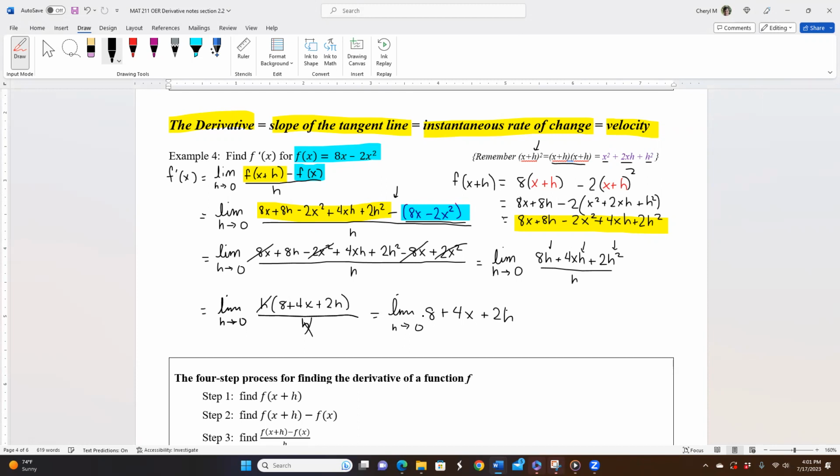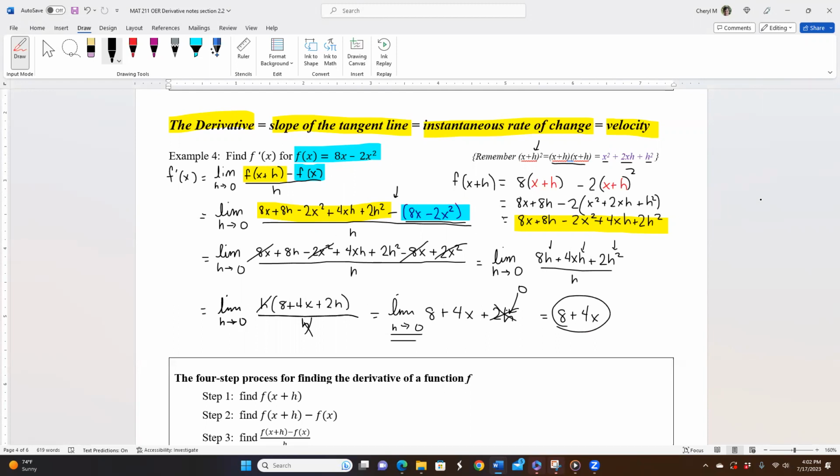But now, after we've gotten rid of our h in our denominator, is when we take care of this part of our problem, which says the limit as h approaches 0. So in this case, this term is going to approach 0 because 2 times 0 is 0. So our final answer is 8 plus 4x. And that's how we use the definition of derivative to find the derivative of a function, especially a quadratic.